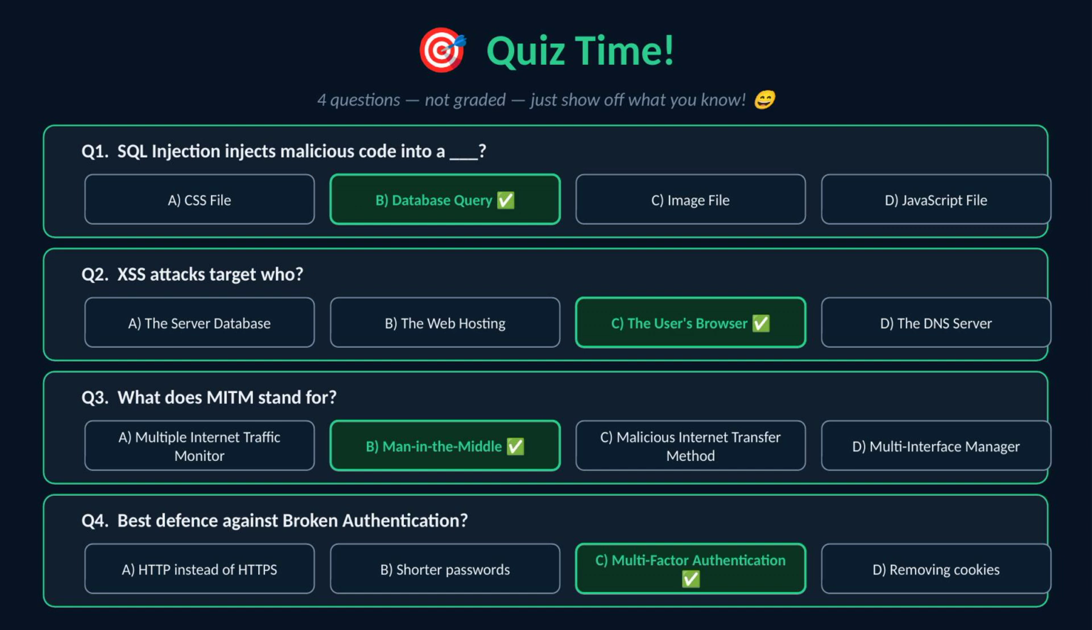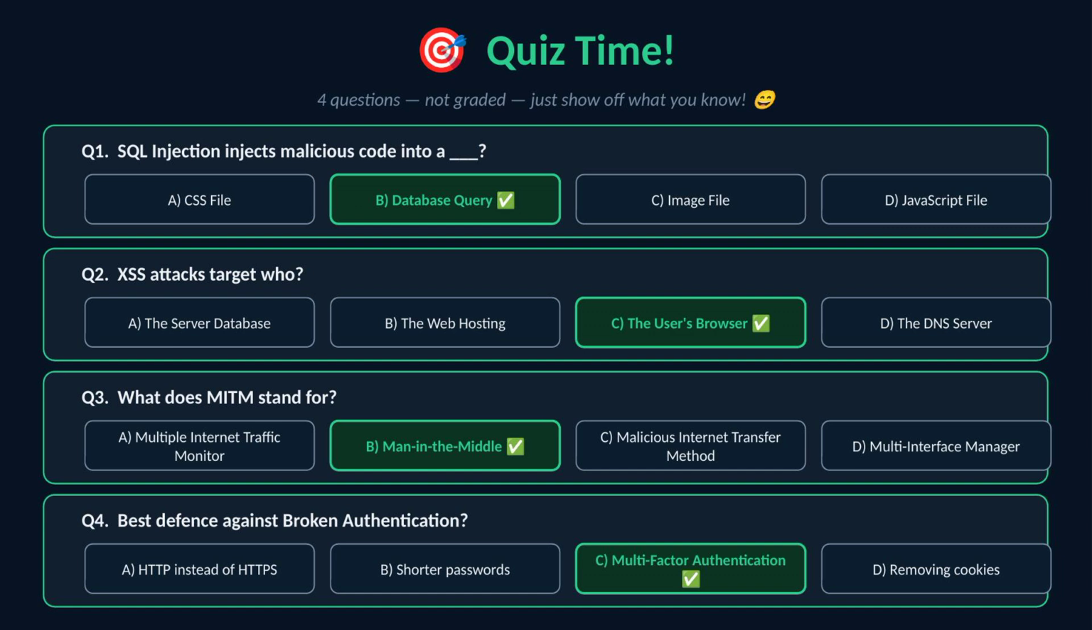Question 2. XSS attacks target who? A. The server's database. B. The website's hosting provider. C. The user's browser. D. The DNS server. The correct answer is C. The user's browser. XSS injects malicious JavaScript that runs in the victim's browser, not on the server.